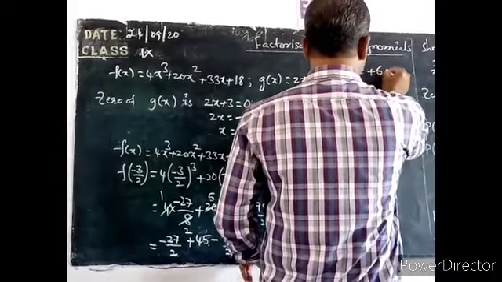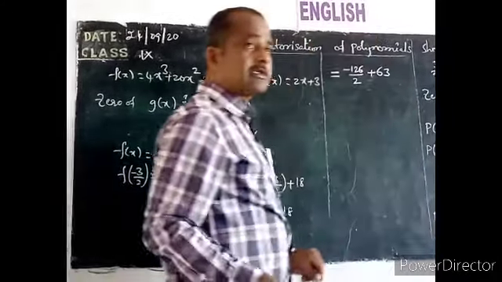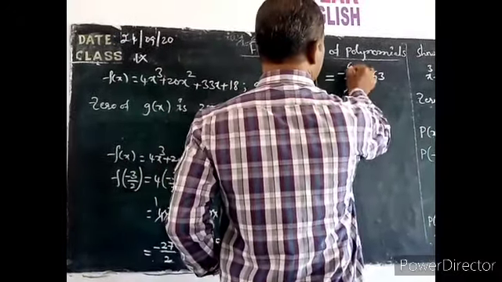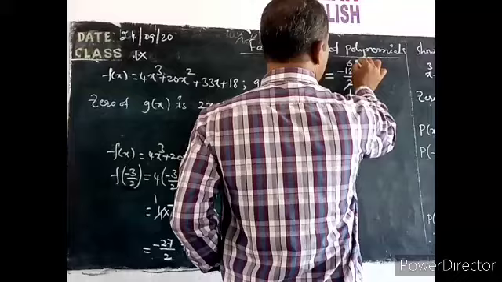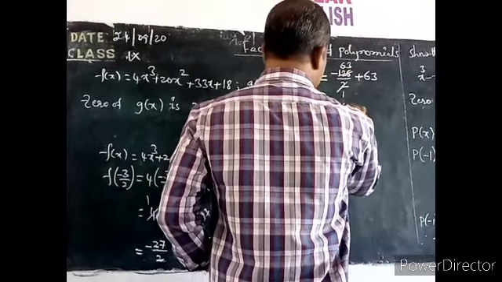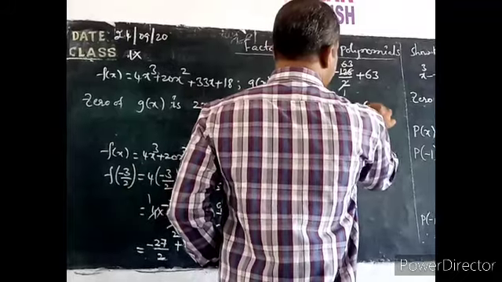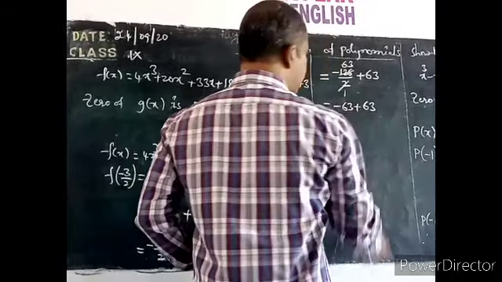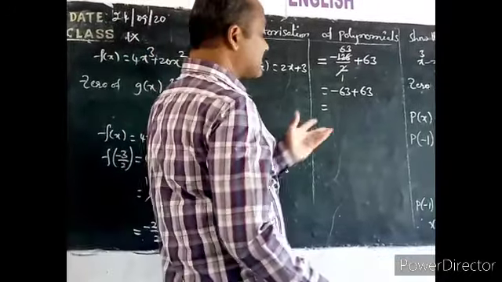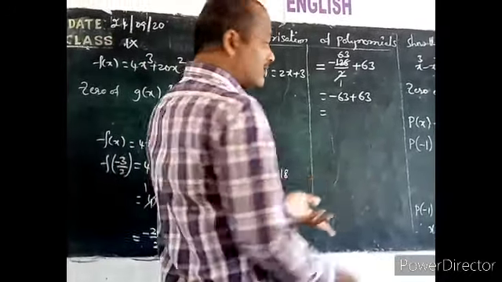How much? 63. Now 2 ones are 2, 2 sixes are 12, 2 threes are 6. So that is minus 63 and it is plus 63. Minus 63 plus 63, the value is how much? 0.